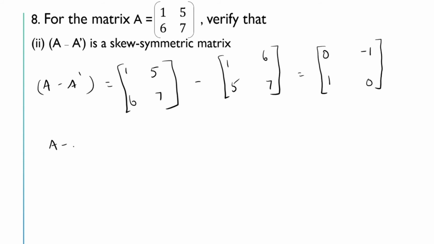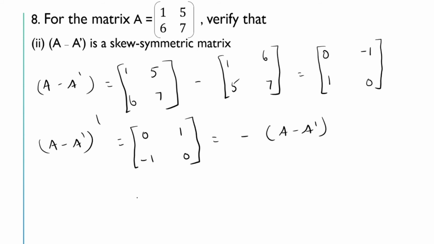Now (A minus A transpose) the whole transpose is equal to, here the first row becomes the first column and the second row becomes the second column. This is equal to 0, minus 1, 1, 0. Which is nothing but minus of (A minus A transpose). Therefore, A minus A transpose is skew symmetric.